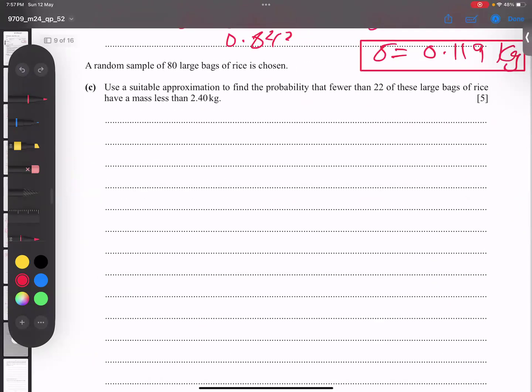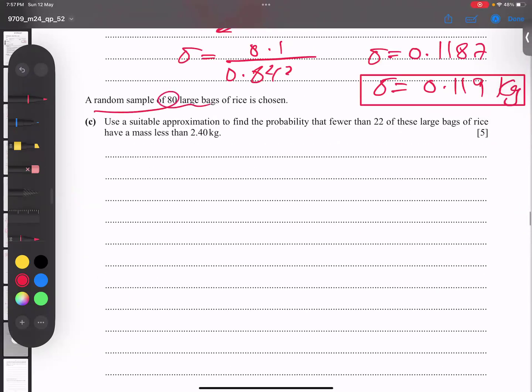The last part of this question for 5 marks, he's saying a random sample of 80 large bags is taken. So n is 80. Okay, suitable approximation. I taught it in my previous lectures. Whenever the words suitable approximation come, students, we have to go for continuity correction. And what is that? Find the probability that fewer than 22 of the large bags.